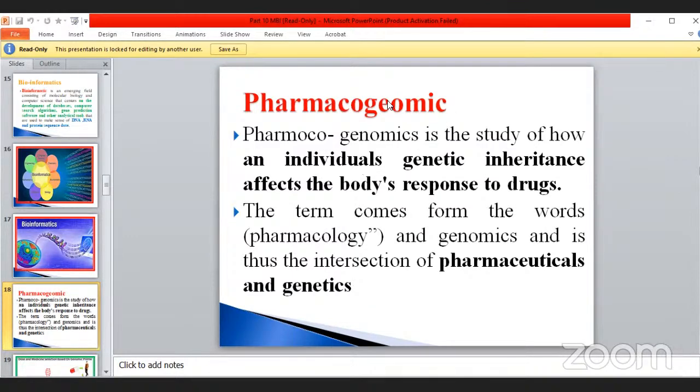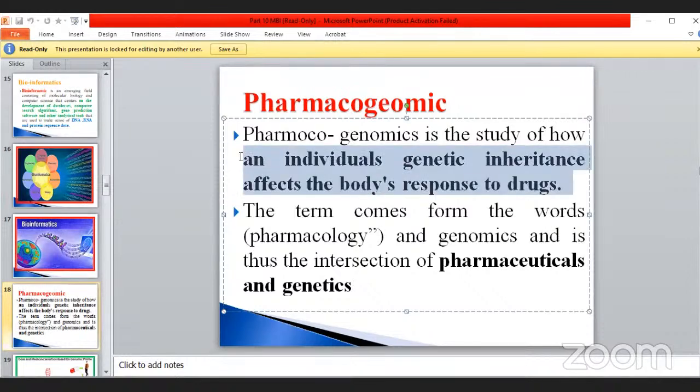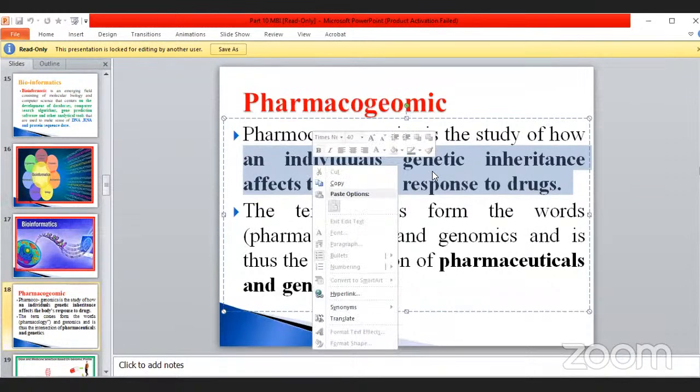Okay. So here the spelling mistake is in pharmacogenomic. See here. Pharmacogenomics is the study of how an individual's genetic inheritance affects the body's response to drugs. This part is very, very important, my dear students.